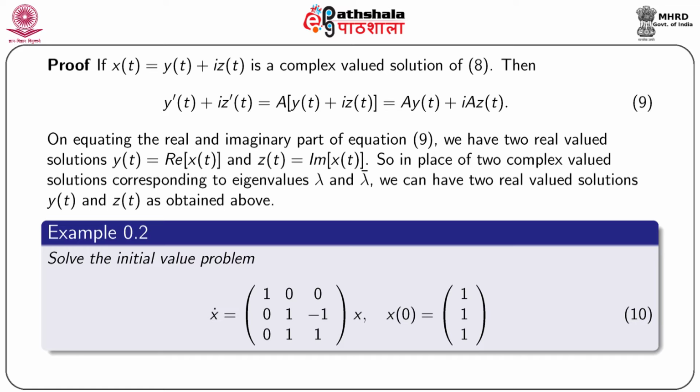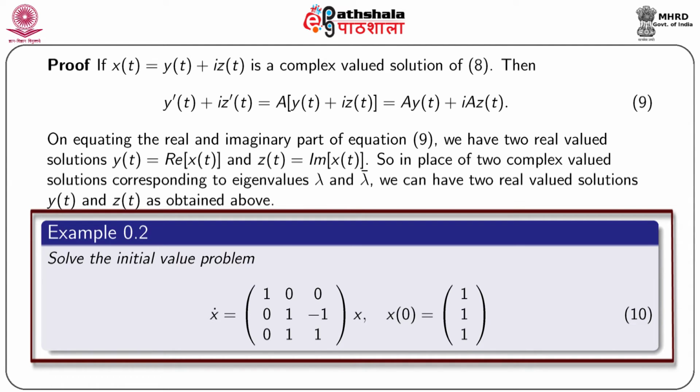This will be explained better with the help of this example, where the initial value problem is defined as dx dt, which is x dot, is equal to Ax, where A is the matrix 1 0 0, 0 1 minus 1, 0 1 1, and with the initial condition x0 is equal to 1, 1, 1 given by equation number 10.